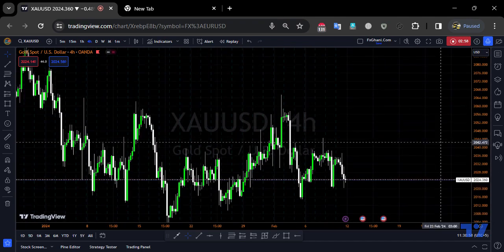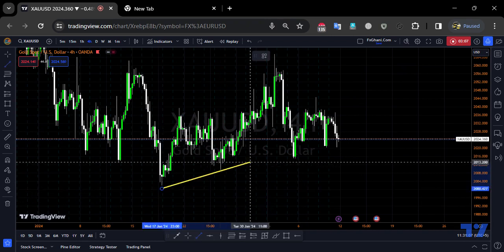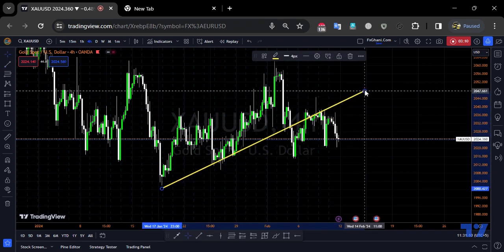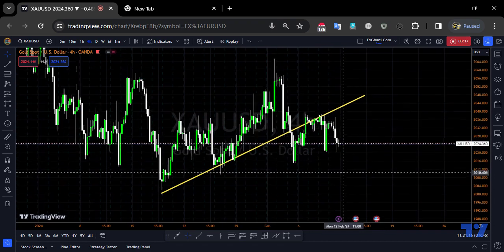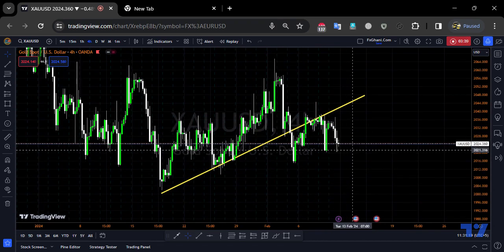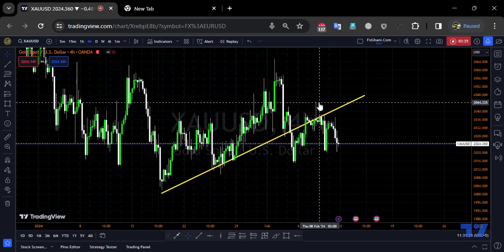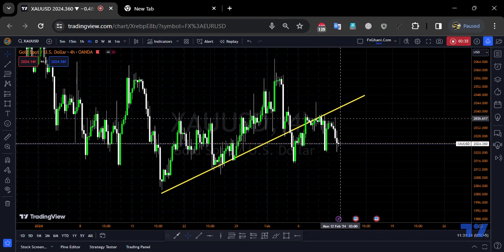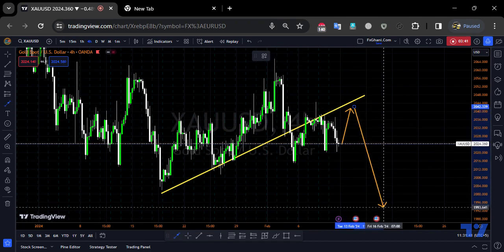In the H4 time frame you can clearly see price broke this trend line, retested the trend line and then went downward. So in H4 you can look for a sell trade, but your SL is very huge, because if you enter a sell trade here, your SL is above this high. So my recommendation is whenever price goes upward, you can place a sell order. Like this is our idea for a sell trade in H4.